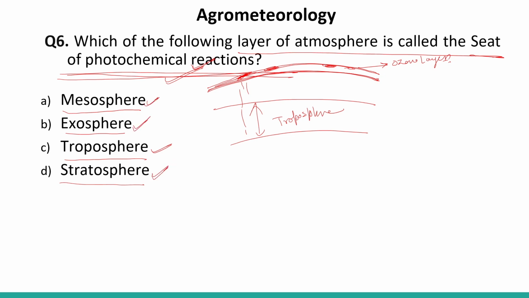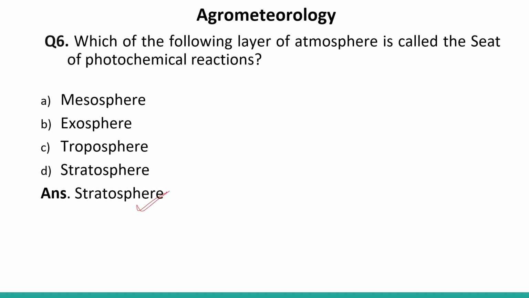Exosphere and mesosphere do not have such photochemical reactions. No light is involved for such type of reaction. Photo means light. So a chemical reaction that is based on light is called a photochemical reaction, and that occurs in the stratosphere layer. So the correct answer is the stratosphere.